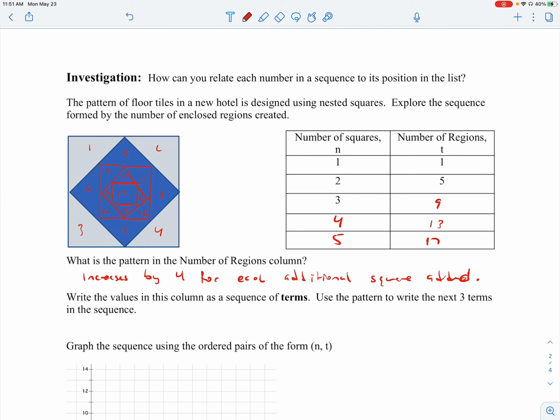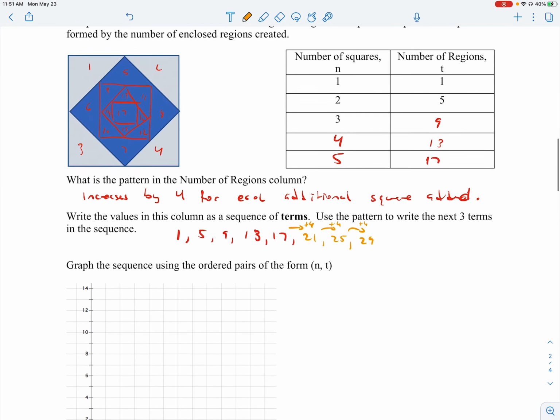Write the values in this column as a sequence of terms. Use the pattern to write the next 3 terms in the sequence. So we start with 1, then we have 5, 9, 13, sorry, 13, 17. And now to write the next 3, I would just keep going up by 4 each time. So plus 4, I would get 21, add another 4, get 25, and add another 4, get 29. So those are the next 3.